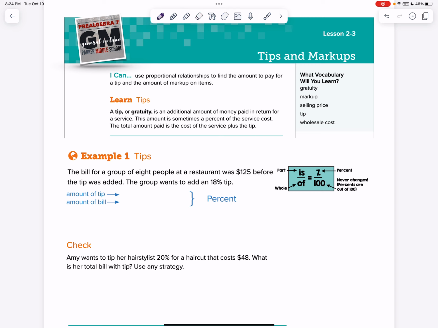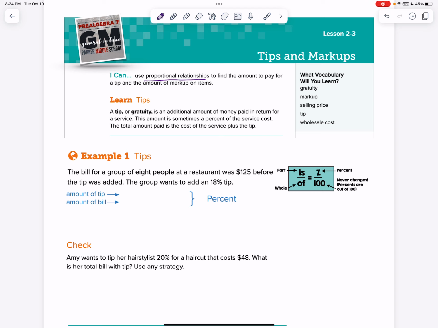So, we're still in Module 2, and we're talking all about tips and markups. Today we're going to continue using proportional relationships, but for this situation, we're going to figure out the amount to pay for a tip and the amount of markup on items.